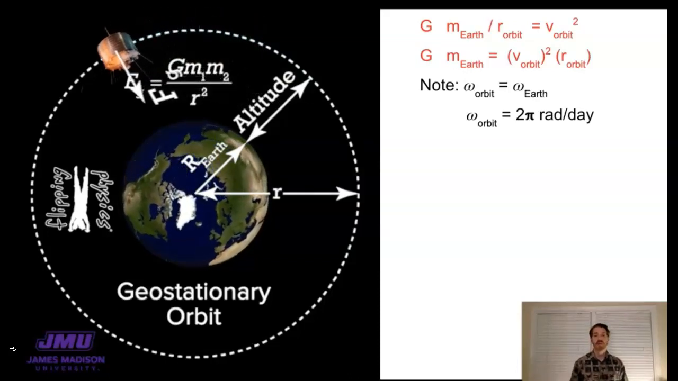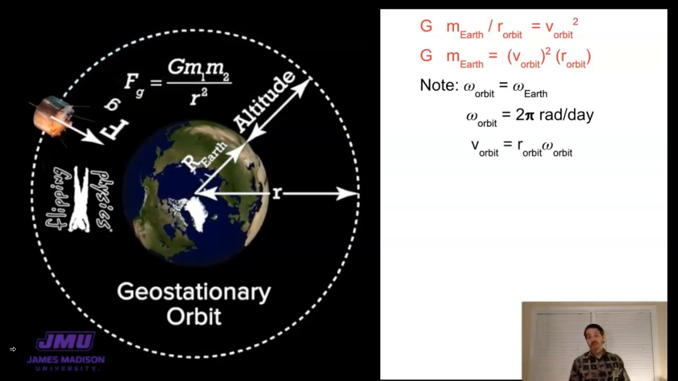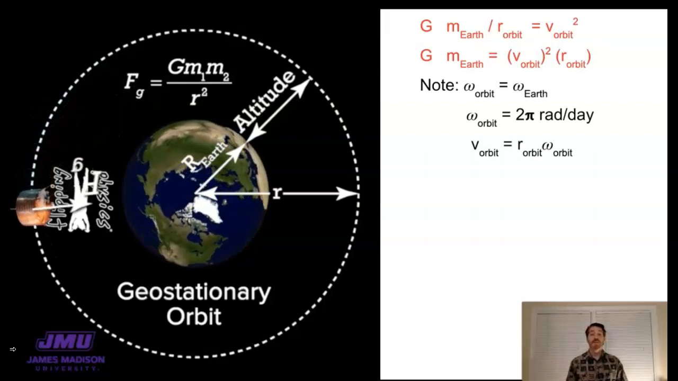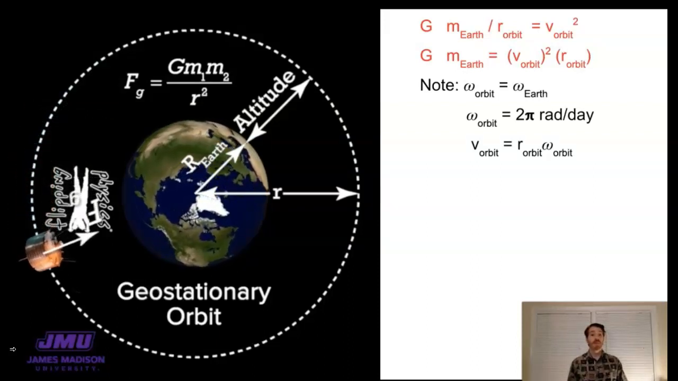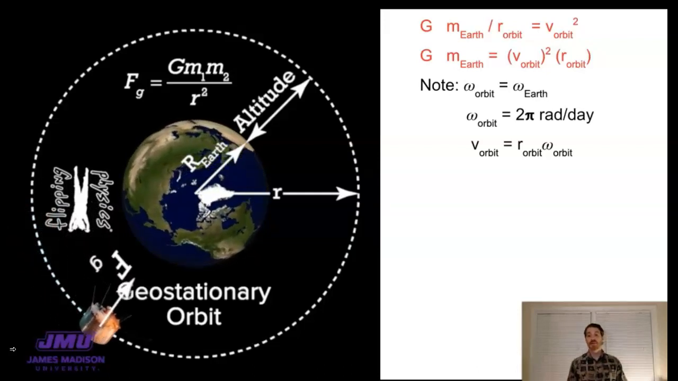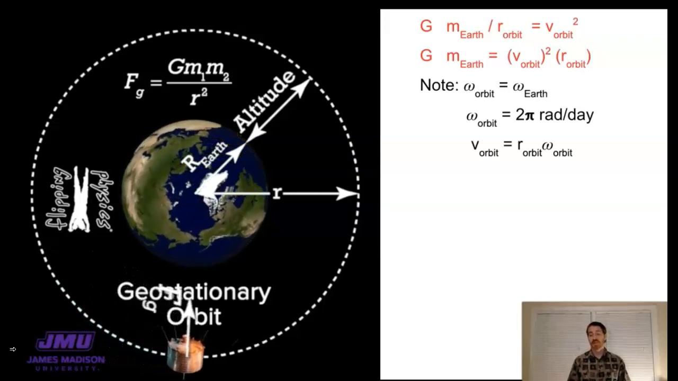I'm not going to show that here. We've done that before. It's going to allow us to say that the speed of the orbit, by the equation v equals r omega, the speed of the orbit is going to be equal to the radius of the orbit that we're trying to find times the angular speed of the orbit, which we already do have the ability to calculate.